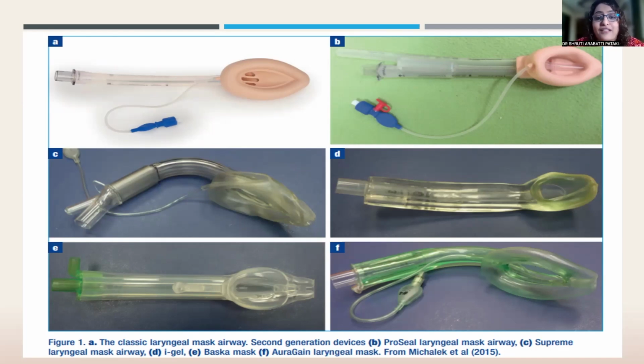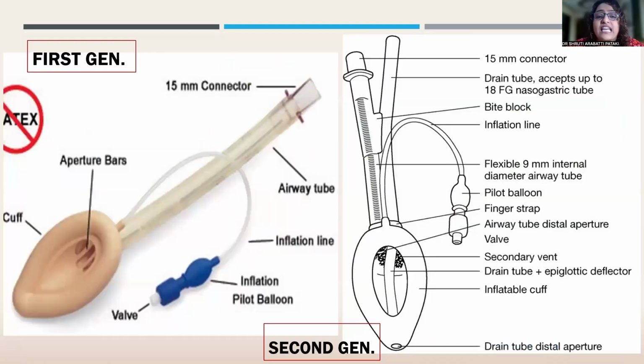And then came the cuffless ones, the iGel, and the recent one is the Busca, which you can see in image E. And then you have the Orogains now. All of these are second generation LMAs. The difference between the first generation and second generation is largely where they've given you another port for the nasogastric tubing.